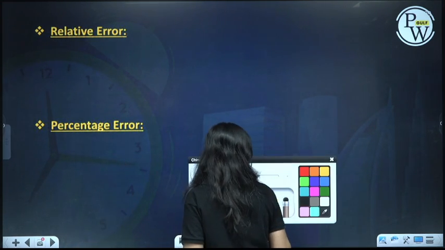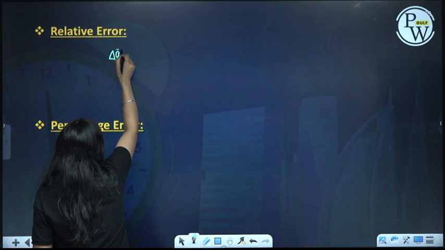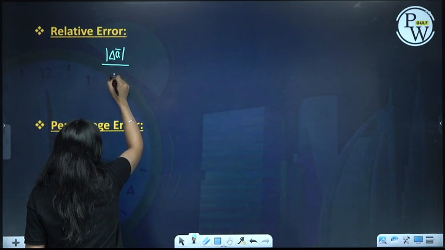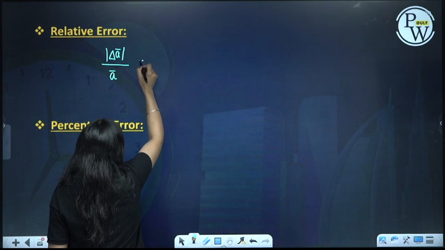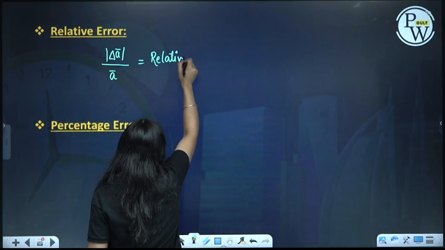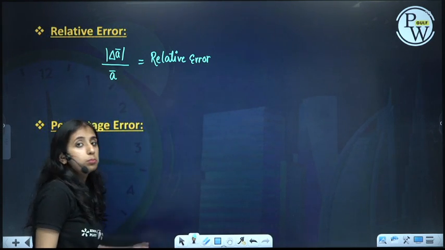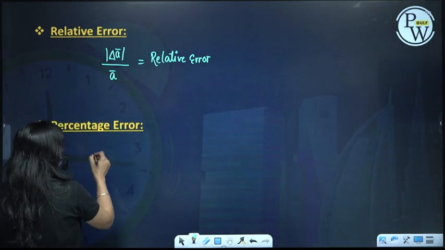Now let's see relative error. Relative error is delta A bar divided by A bar. This will give me the relative error. What fraction of the true value is my error value? Percentage error.